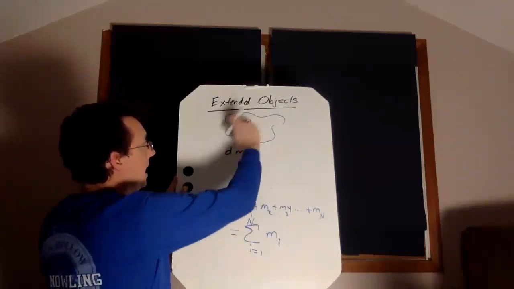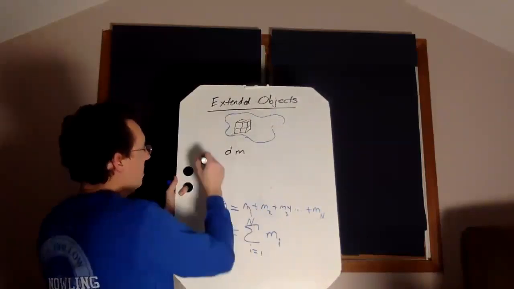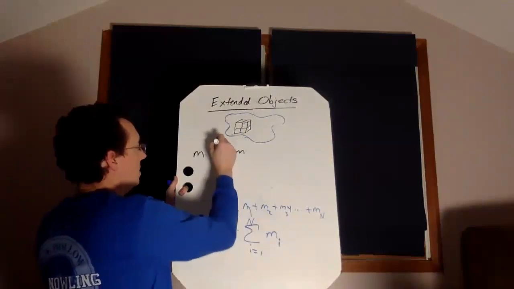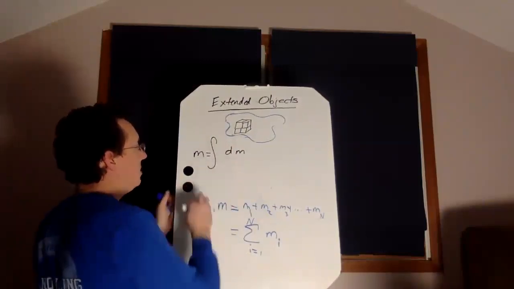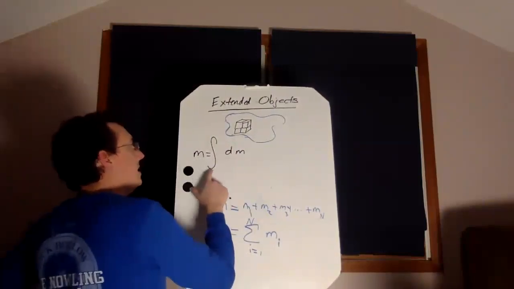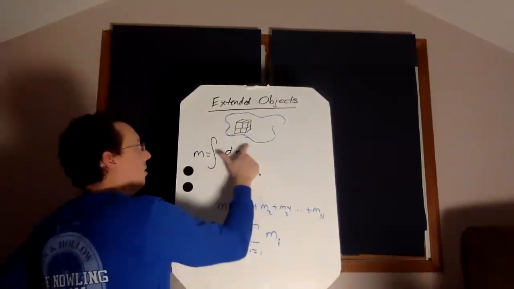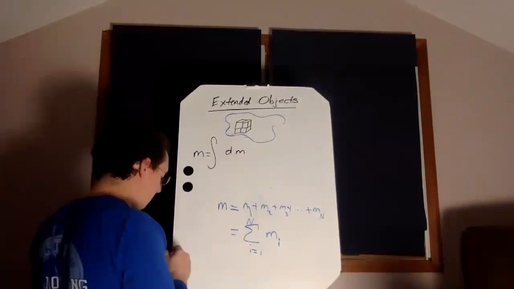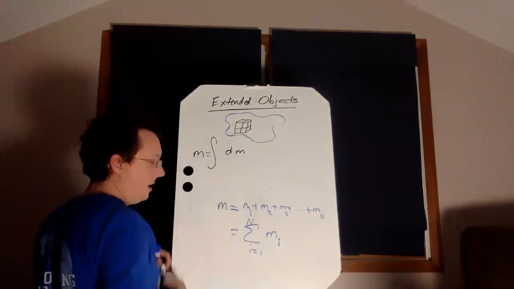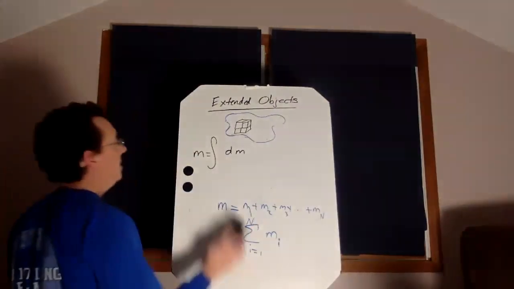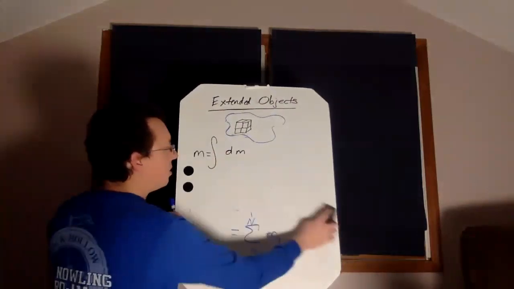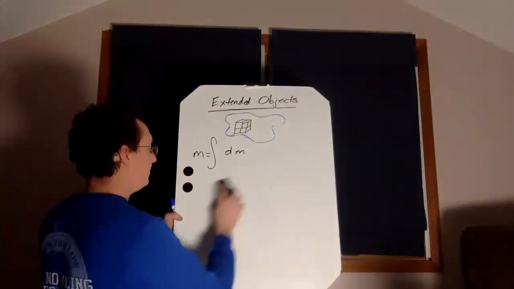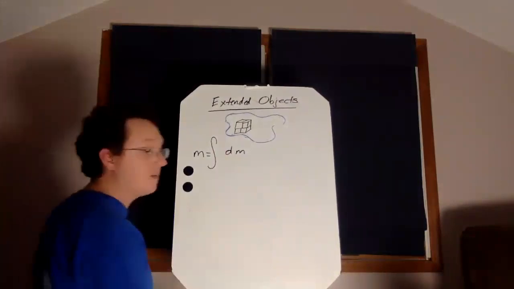And then when we add them all up, that becomes the following integral. We say that the total mass is the integral over all the little differential bits of mass, all the little teeny tiny Lego pieces. And that's our formula. That's our main formula. This is true. This is a physics formula.